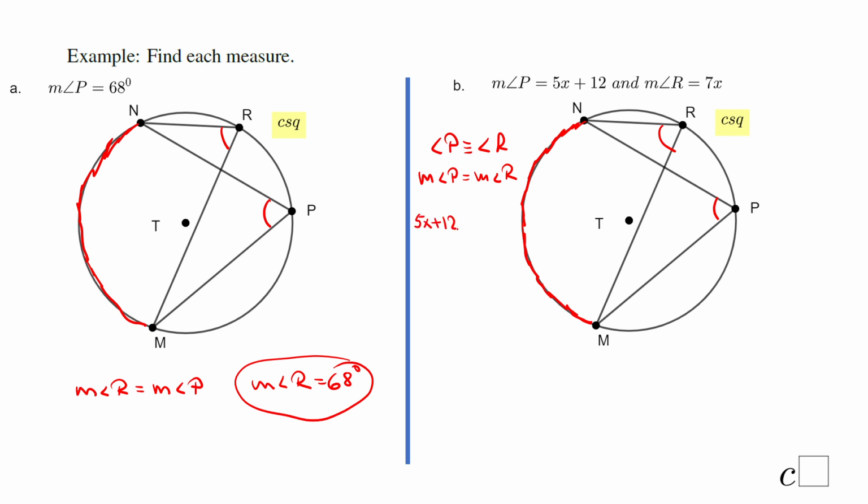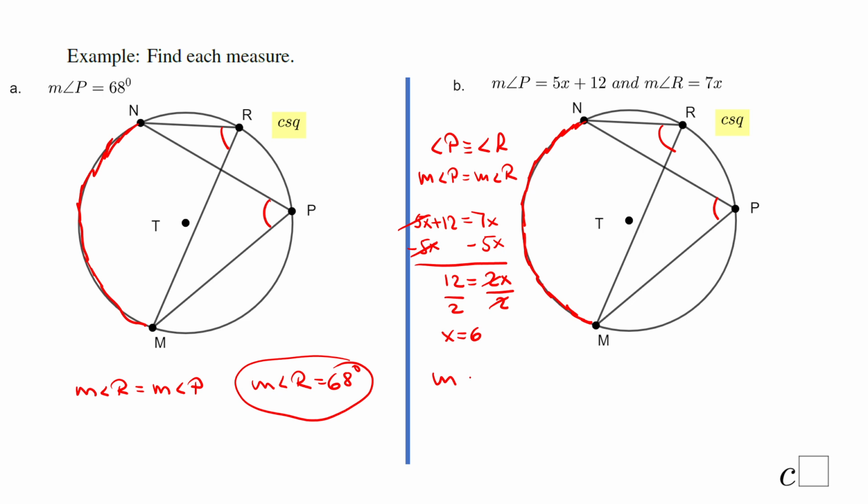plus 12 equals 7x. I will personally subtract 5x here to eliminate this positive 5x. Don't forget to do the same thing on the other side. So we have here 12 equals 2x. And the last step to find x is divide by 2. So x will be 6.